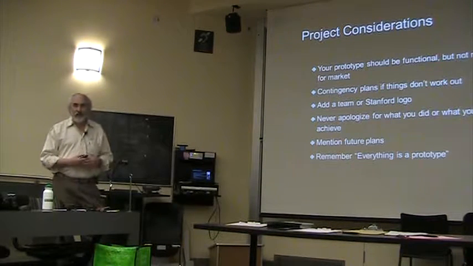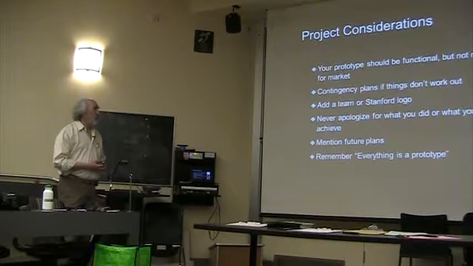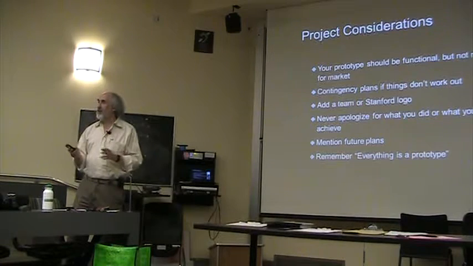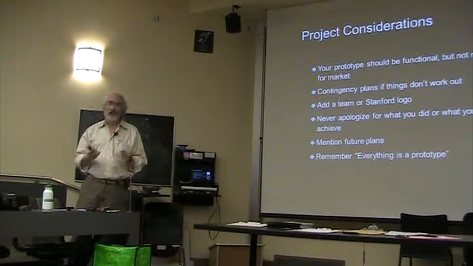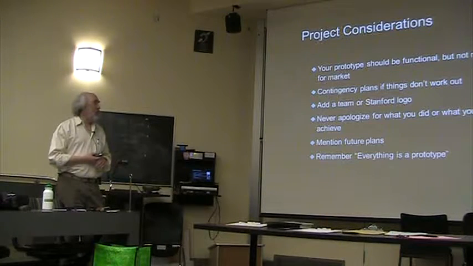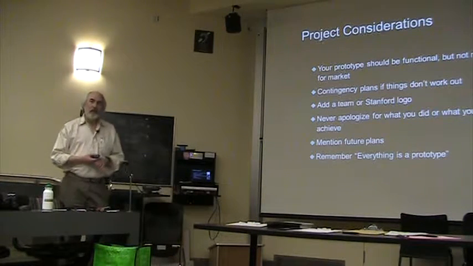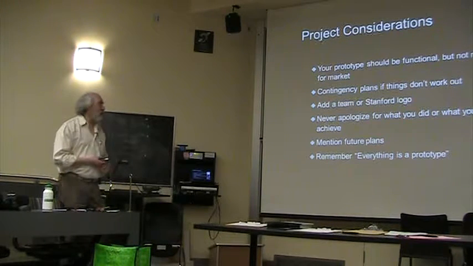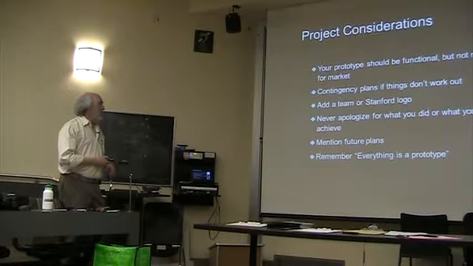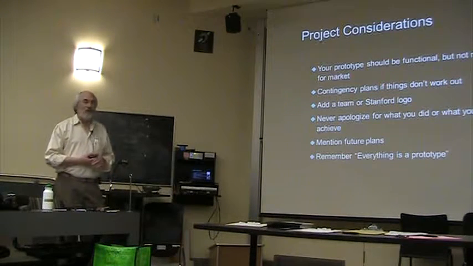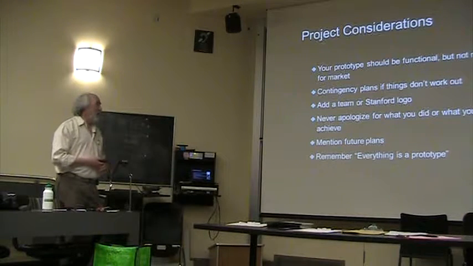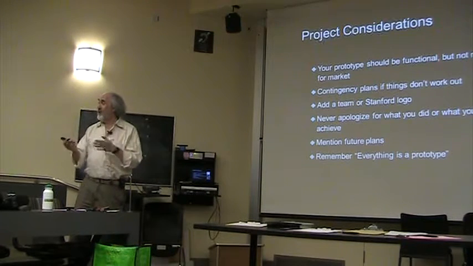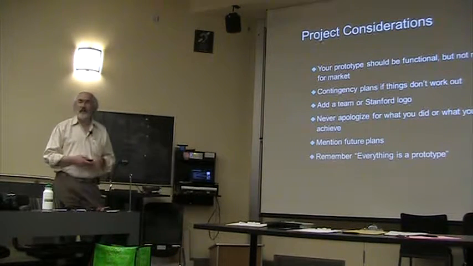So last words about your project. Your prototype should be functional, but it should not be considered ready for market, and I want to get that point across to community members as well. This is just a 7-8 week effort by the student teams. Teams should have contingency plans in case something doesn't work out right, so have a fallback position. Never apologize for what you did or didn't do or weren't able to get to. You can say, if we were to work on this further, these are the next steps we would take. And remember, everything is a prototype, okay?